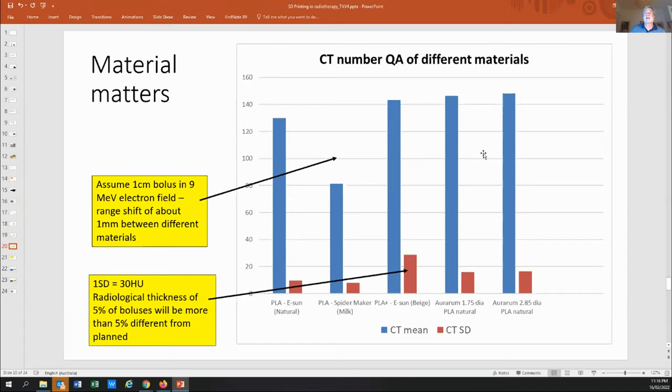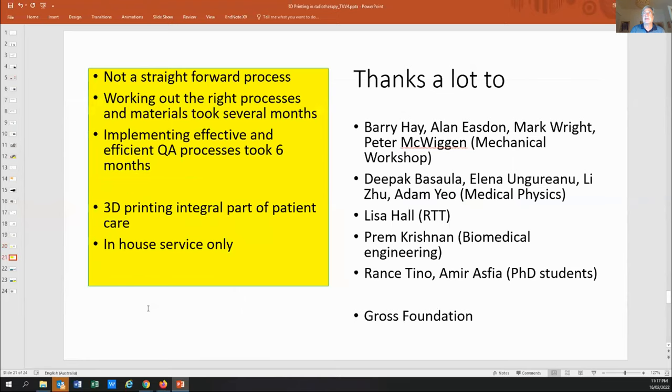If you look at the variability of the material in a bolus, if we don't consider the material actually used, we may be out by 1 millimeter between different materials, and about 5% of boluses might be 5% out in terms of the given density. We're thinking that's just by the variability of the prints.